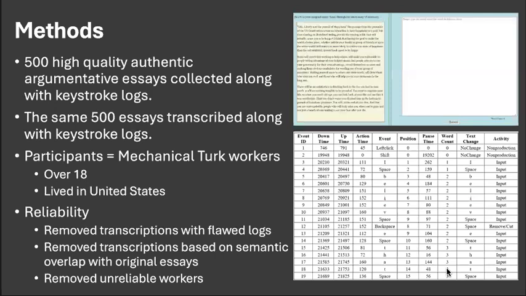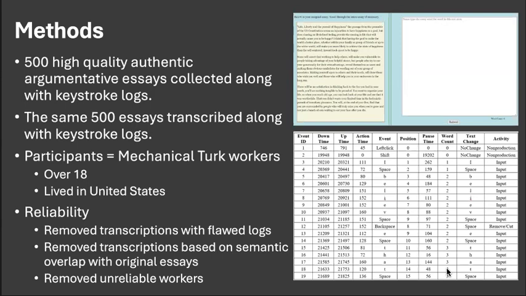All right, so this is what we did. We took 500 high-quality, authentic argument essays collected along with their keystroke logs. We used high-quality, authentic essays because Gen AI very rarely produces anything but high-quality writing. We then had those same 500 essays transcribed along with the keystroke logs also. Our participants in both were Mechanical Turk workers. They were all over 18. They lived in the United States.